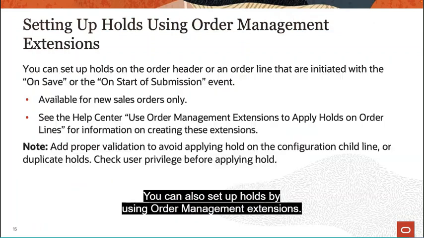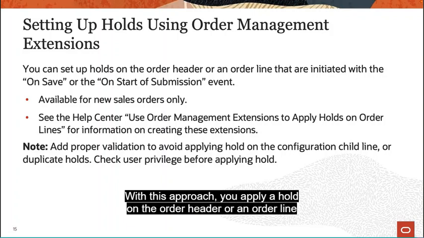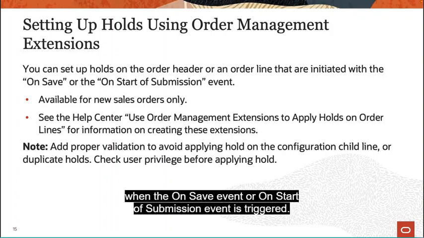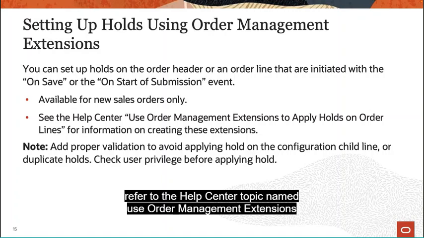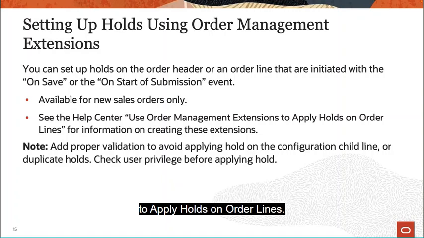You can also set up holds by using order management extensions. With this approach, you apply a hold on the order header or an order line when the on-save event or the on-start of submission event is triggered. This capability applies to new sales orders only. For details on how to create these extensions, refer to the Help Center topic named Use Order Management Extensions to apply holds on order lines.